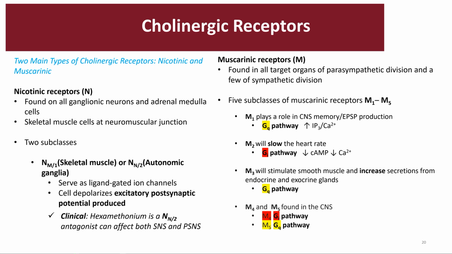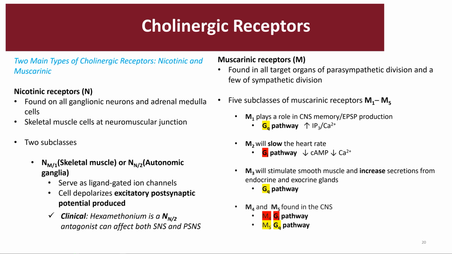The first type is called the nicotinic receptors. This is abbreviated as N. There are two classes, N sub M (N sub 1), and N sub N (N sub 2). The N sub M stands for the muscular skeletal system, and then the N sub N represents the nervous system or the autonomic ganglia inside the CNS.